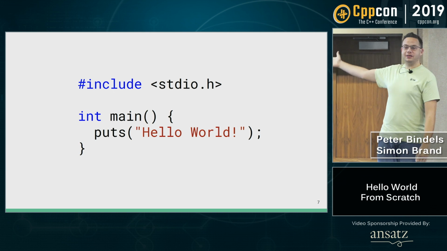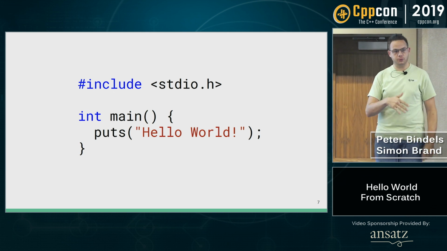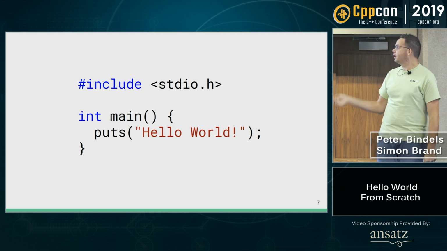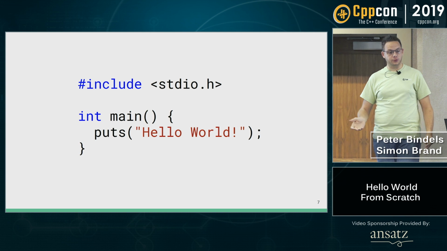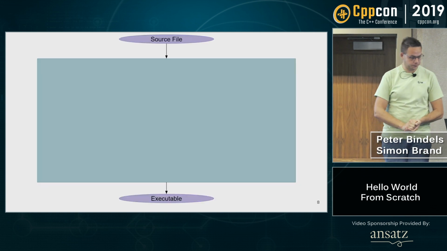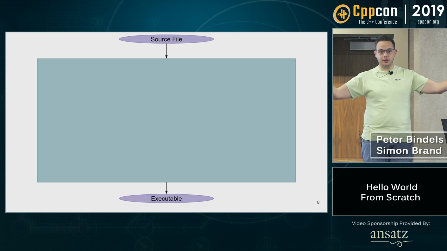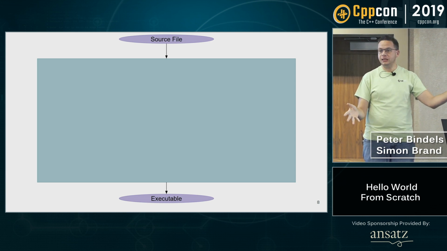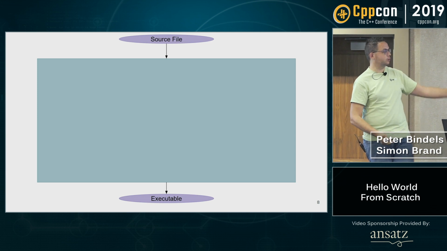We have Hello World in C. We have an int main. We call a function called puts because we didn't want to get into printf complexity. It puts Hello World, and then it ends. We include a header for puts, so that's all. And this is how people understand how a compiler works. We have a source file, something happens, we end up with an executable, and the executable runs and prints Hello World.